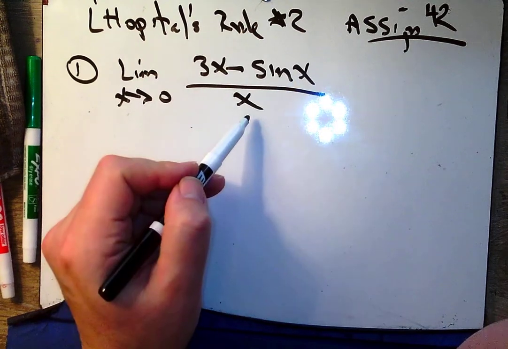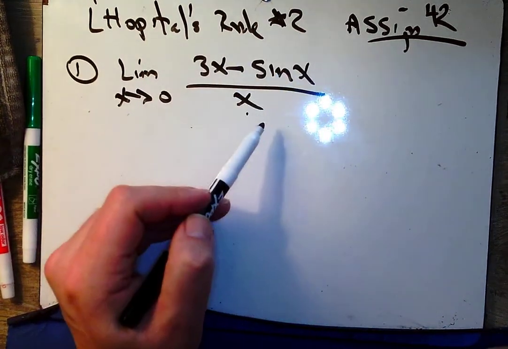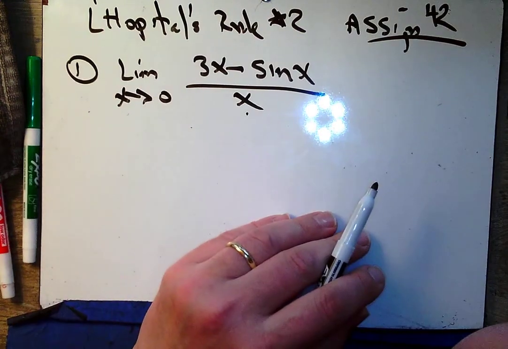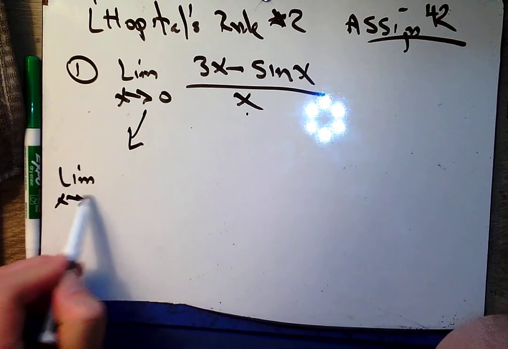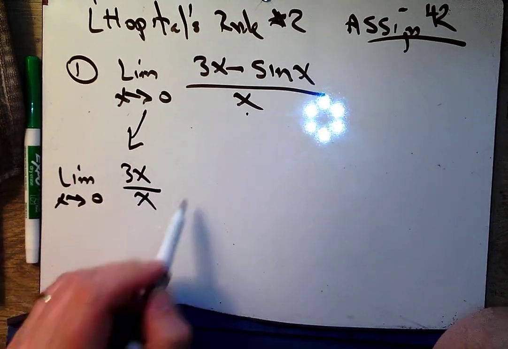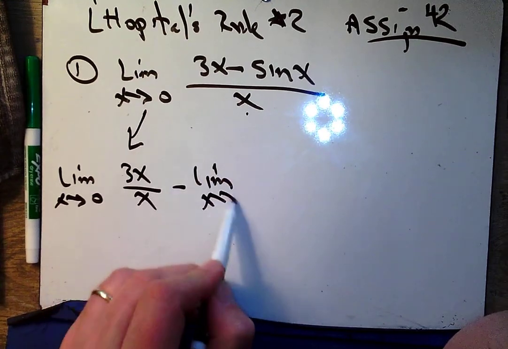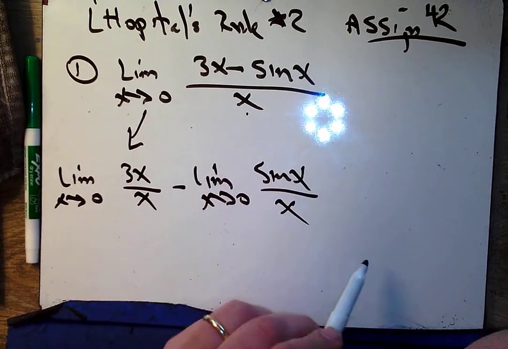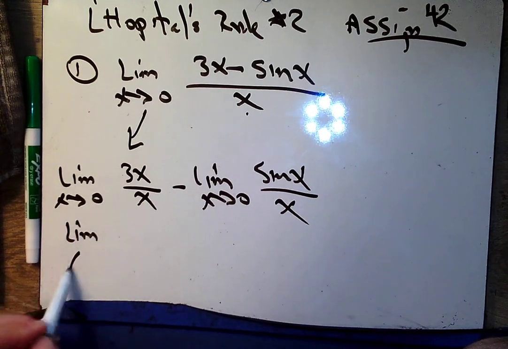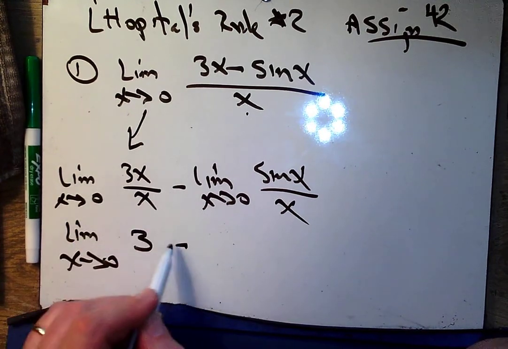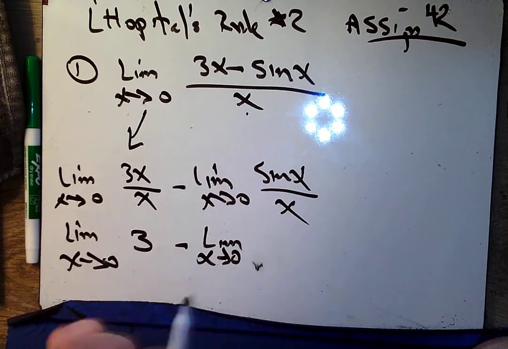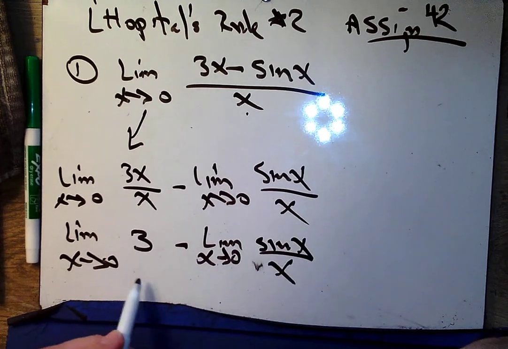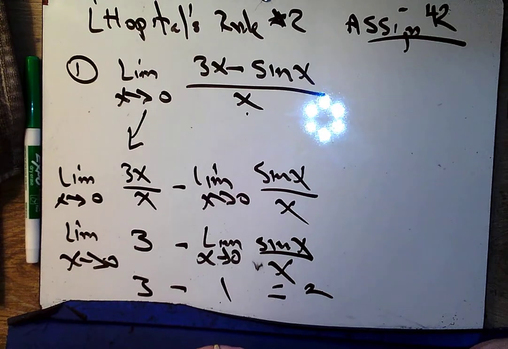So when I plug my zeros in, I do get 0 minus 0 over 0, and so I know that's my indeterminate form. I know that I could split this up from our work in chapter 2: the limit as x approaches 0 of 3x over x minus the limit as x approaches 0 of sine x over x. This is going to give me the limit as x approaches 0 of 3 minus the limit as x approaches 0 of sine x over x. 3 minus 1 is 2. So that's the chapter 2 approach.